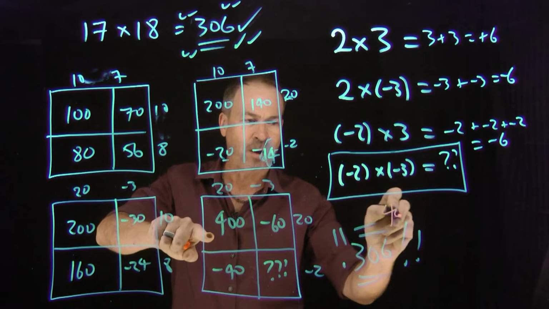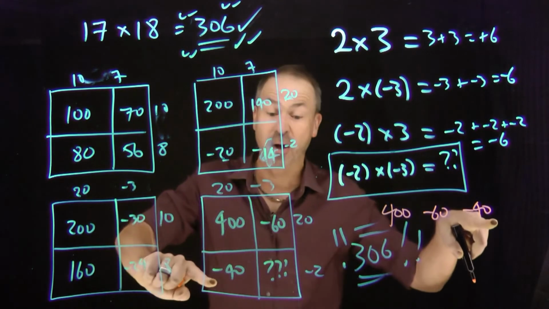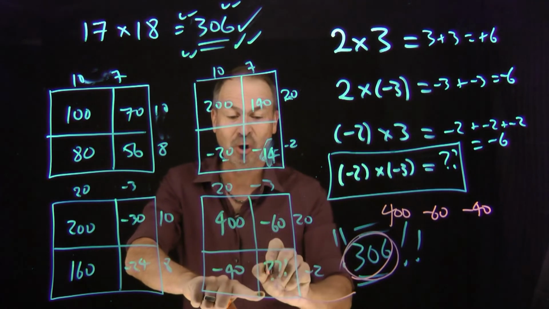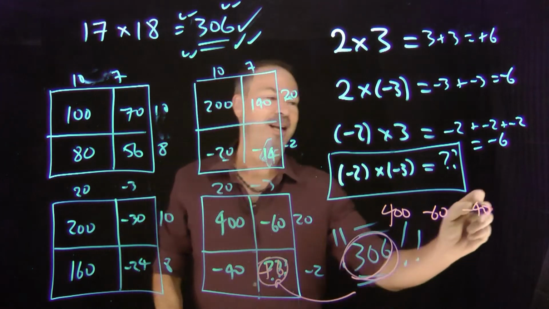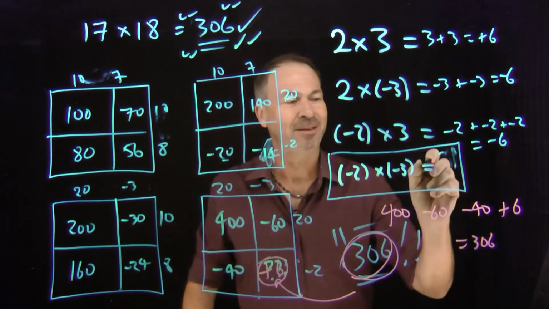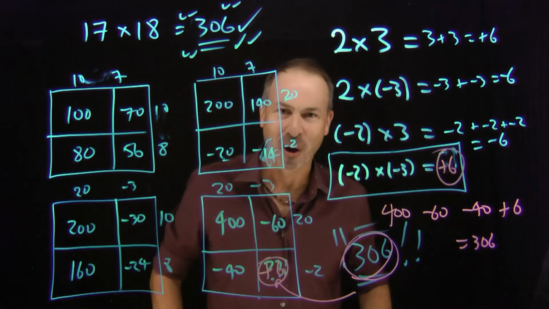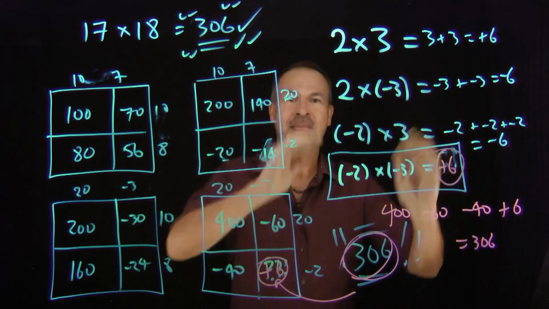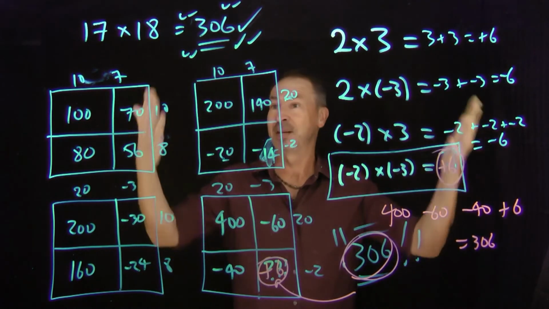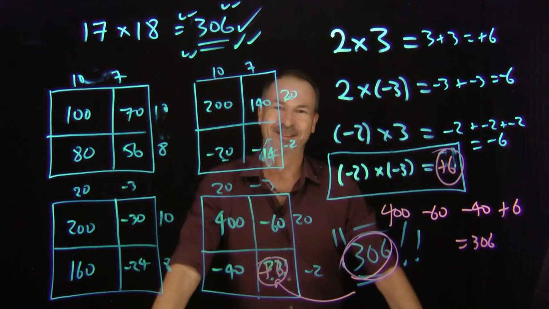Right now I've got 400. Then I take away 60, and I take away 40. That gets me to 300. I want the answer 306. The math is telling me no choice. This has to be plus 6. I need plus 6 to get 306. Math wants negative times negative to be positive 6. There it is. It's a logical consequence of us choosing to believe that negative numbers follow the same arithmetic as positive numbers, in which case arithmetic tells us, please make negative times negative positive. There it is. Oh, beautiful.